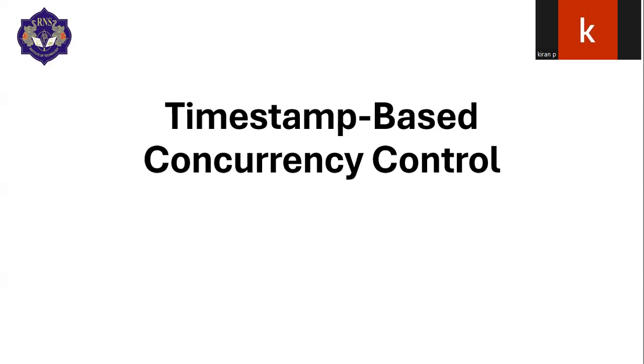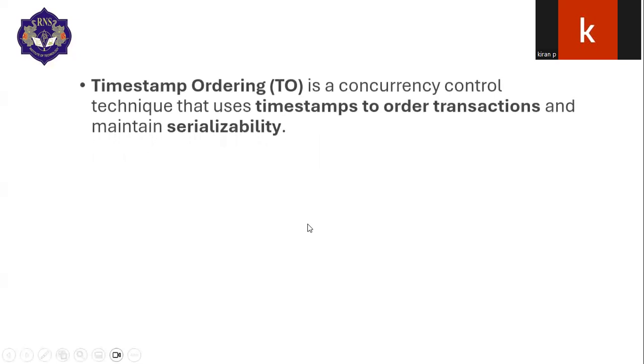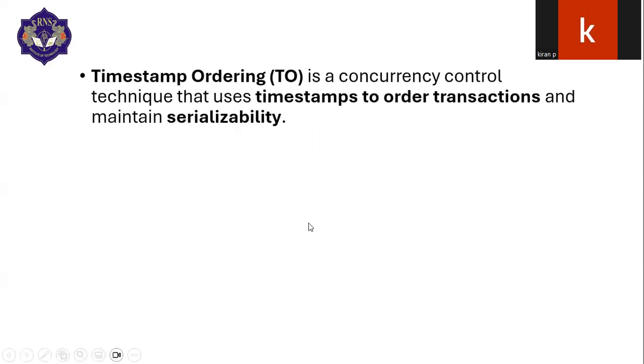Let us first understand what timestamp based concurrency control is. Timestamp ordering is a concurrency control technique that uses timestamps. It uses a timestamp mechanism to order transactions. It uses the timing convention to check whether there is a conflict. If there is a conflict, there are some measures to overcome it.